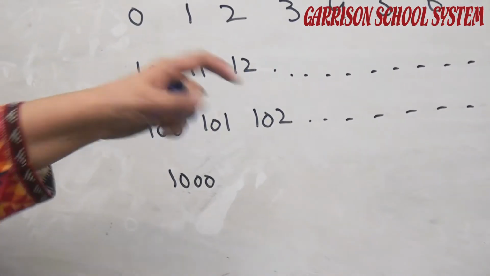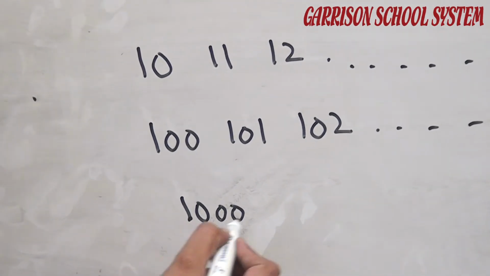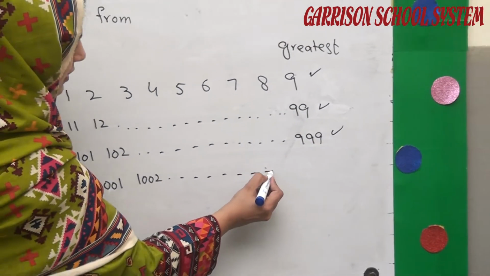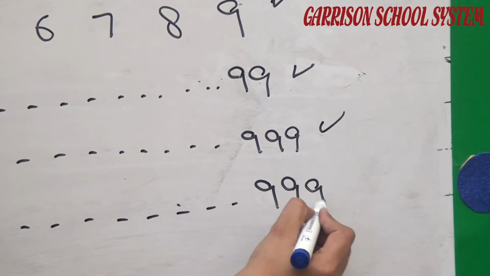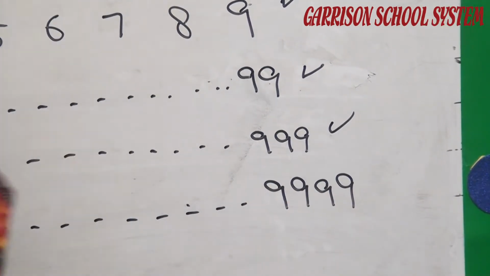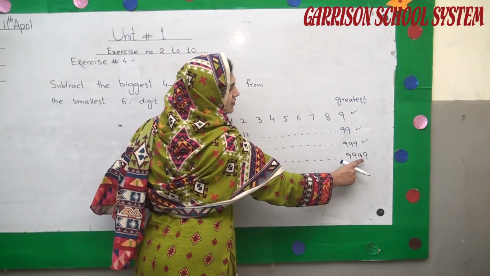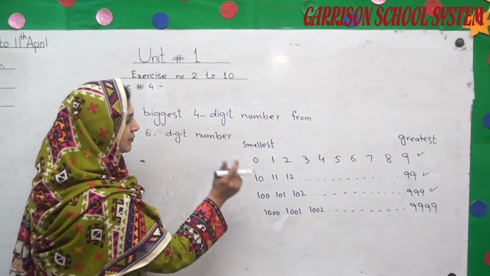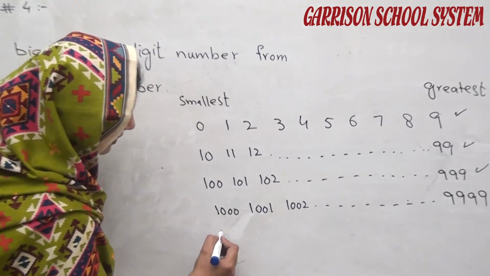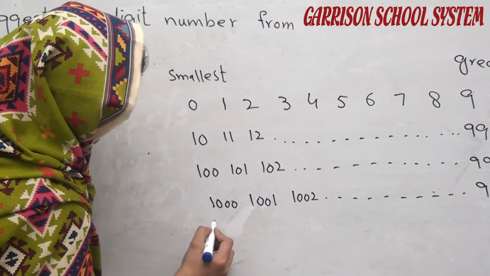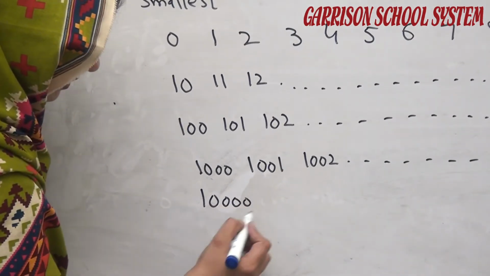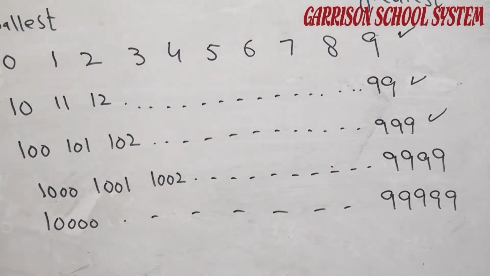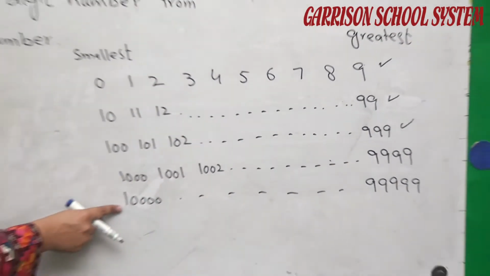1000. After 999 we will write 1000, 1001, 1002, and when we write up to 9999, this is the greatest 4-digit number. Again we can search 10,000, and here 1 more digit is included. This is the greatest 5-digit number and this is the smallest 5-digit number.